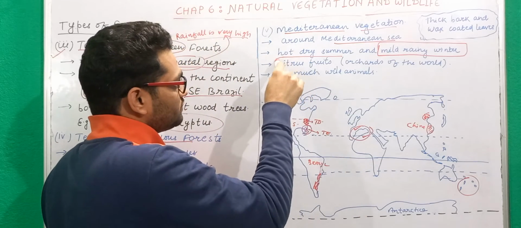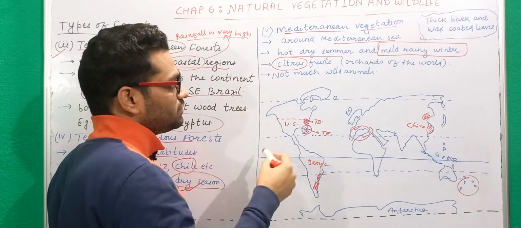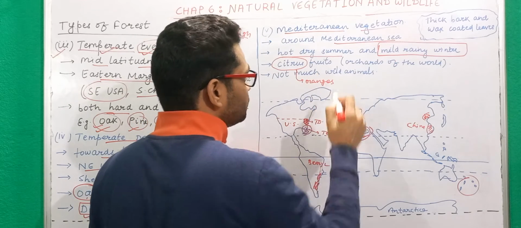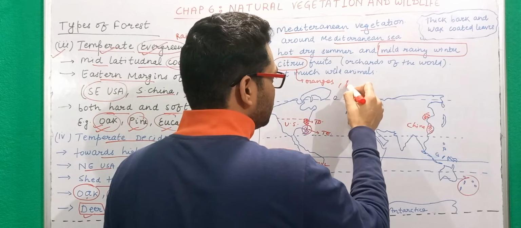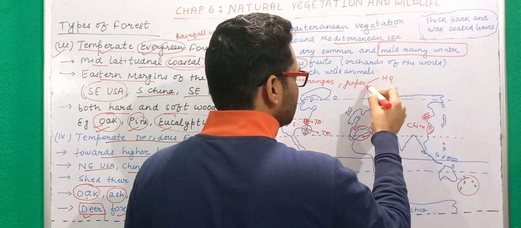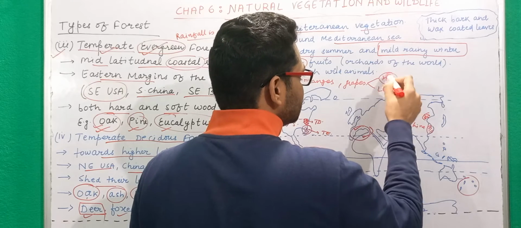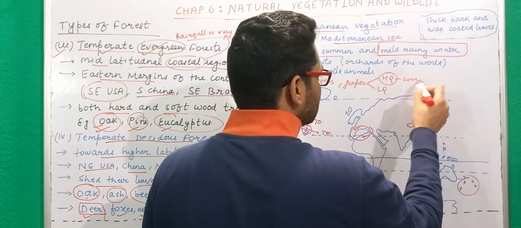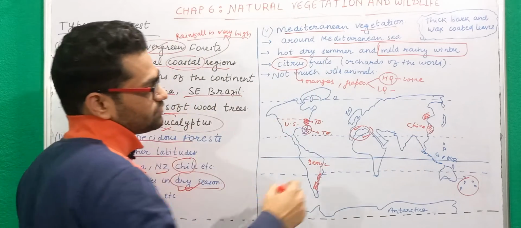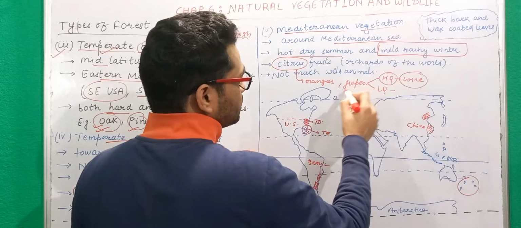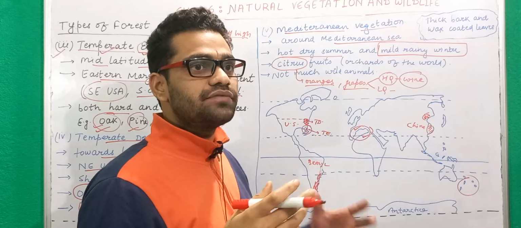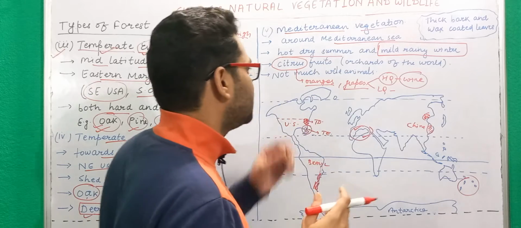And what it is famous for is citrus fruits. For example, you might find a large amount of cultivation of oranges, also grapes, and this is high quality grapes, low quality grapes. High quality grapes are used for wine making, and low quality grapes we eat often. So this area is famous for wine making, and grapes, oranges, this type of fruits, the citrus fruits, the fruits that are very rich in vitamin C, you will find in these areas.